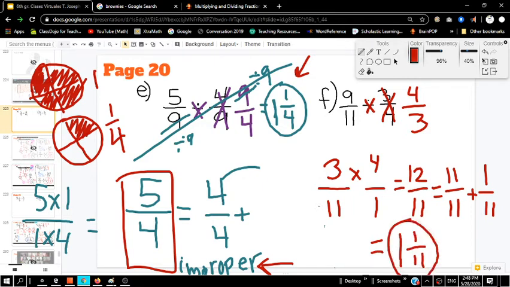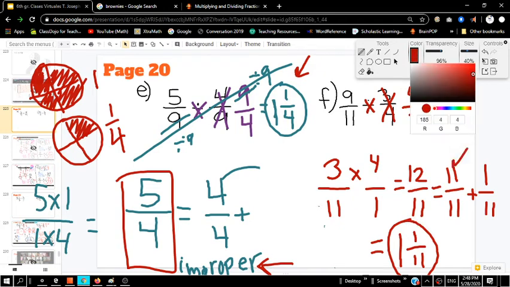Okay? You'll notice that I found the whole number. 11 over 11 is my whole number. Okay? That's a completely whole number. There's no fractions within there. Any number over itself is always 1.